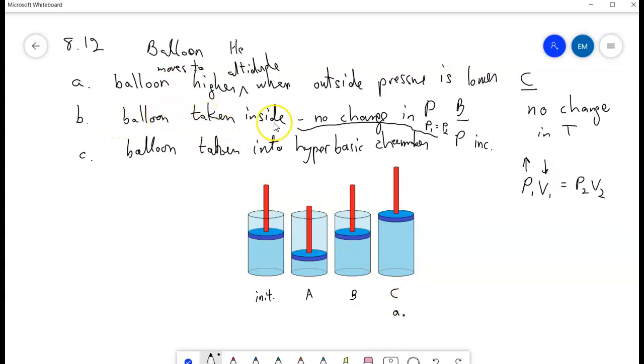The balloon is taken inside, there's no change in pressure. If there's no change in pressure, there's no change in volume. So this is going to be B, small letter b. The balloon is taken to a hyperbaric chamber where you're putting a higher pressure on it, so it's going to shrink. So this is going to be A.